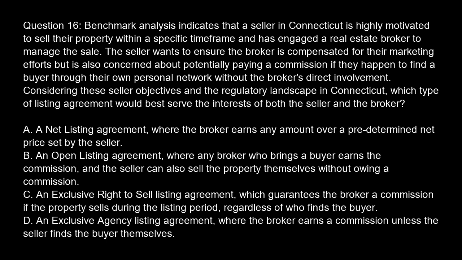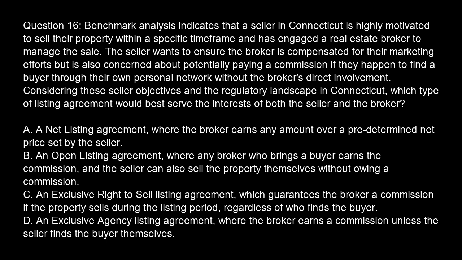Option A. A net listing agreement, where the broker earns any amount over a predetermined net price set by the seller. Option B. An open listing agreement, where any broker who brings a buyer earns the commission, and the seller can also sell the property themselves without owing a commission.